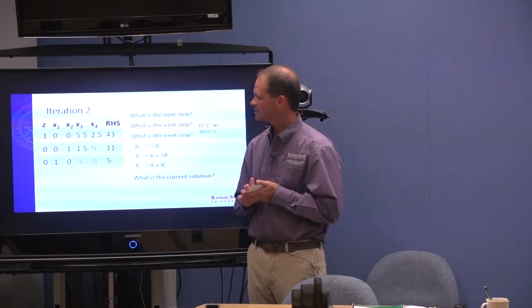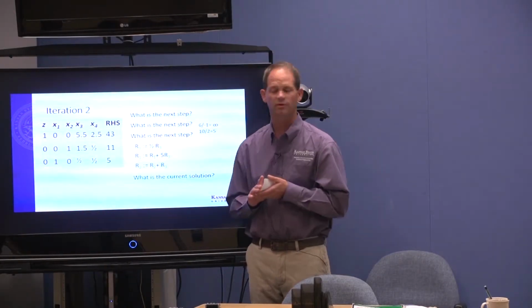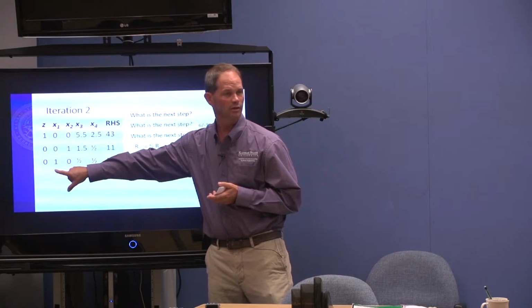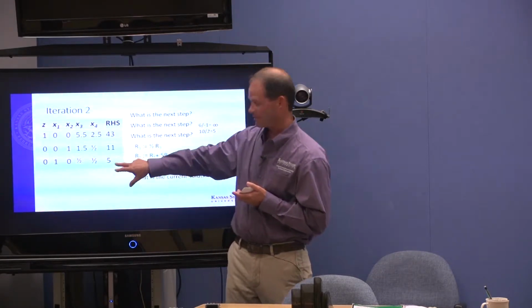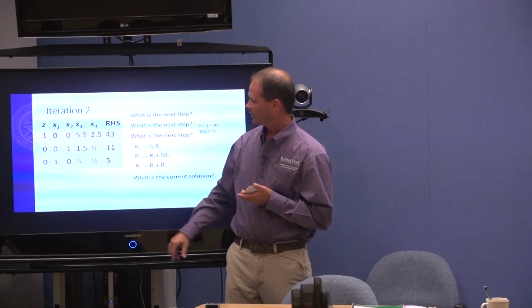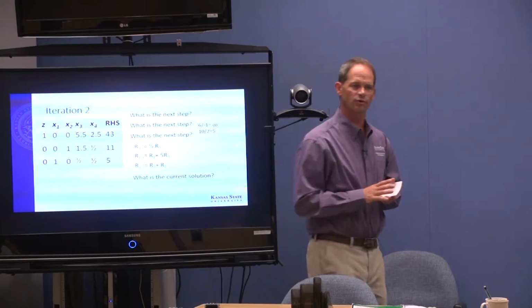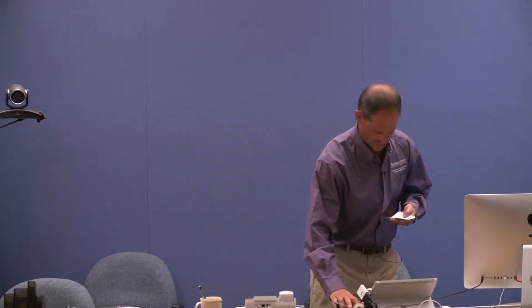Lindsay, what's the current solution? So you have z, x1, x2. It's 43, 11, and 5. Okay, is x1 11 or is x1 5? X1 is 11. Okay, you want to make sure you track across. Just kidding. Because of the ones here, you want to pick up the 5 on the right-hand side. So we're looking at 11 for x2, 5 for x1, and x3 and x4, what are those? Zeros. And that's our current solution. Great.